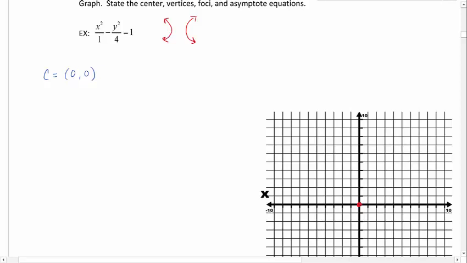Now, the number under the x, we're going to go the square root of that number in the x direction from the center. So we'll go 1 to the left and 1 to the right. And then we'll go the square root of the number under the y from the center in the y direction. So the square root of 4 is 2. I'm going to go 2 up and 2 down.